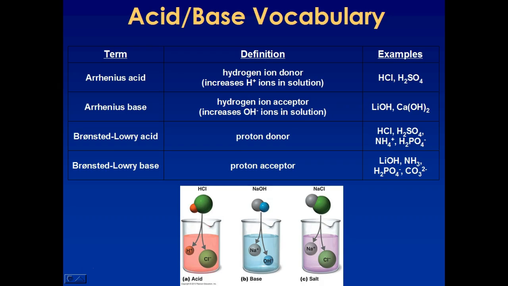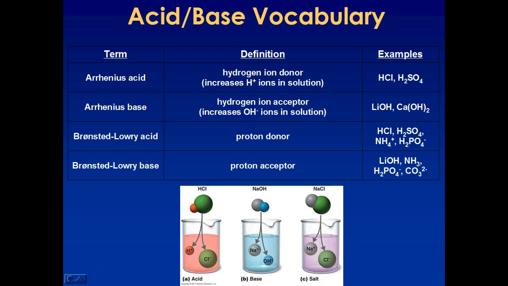Both acids have a hydrogen, and H2SO4 happens to have two that could be donated, while the hydroxide in the two metal bases, lithium hydroxide and calcium hydroxide, would be able to accept them in an acid-base neutralization reaction.